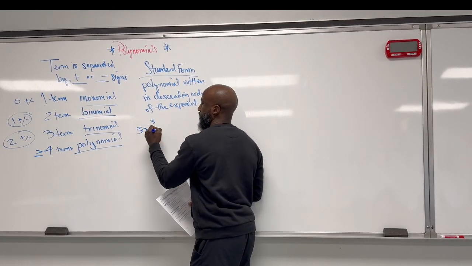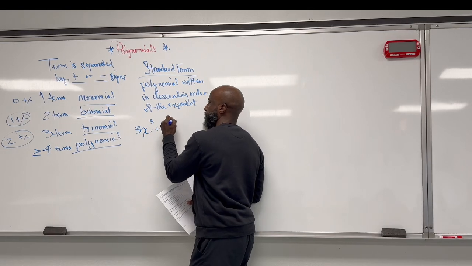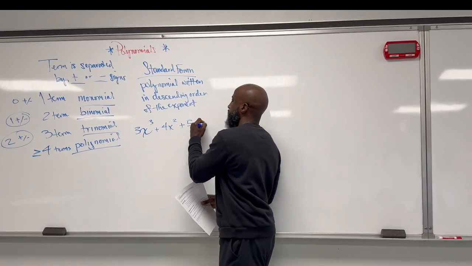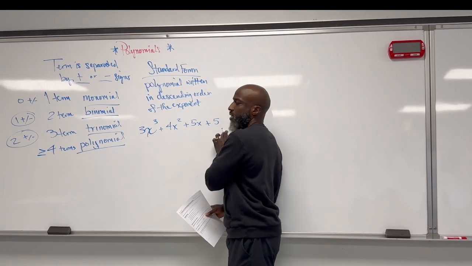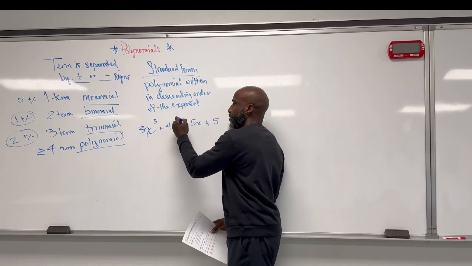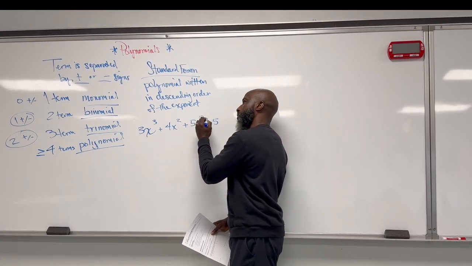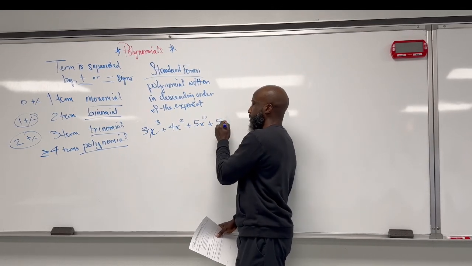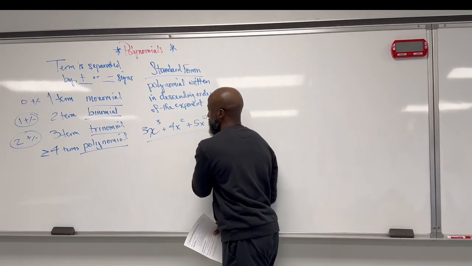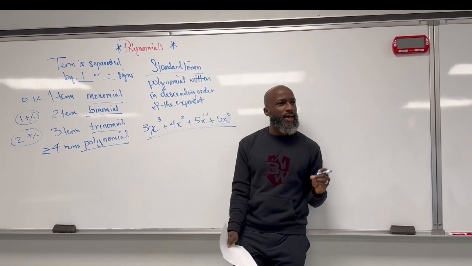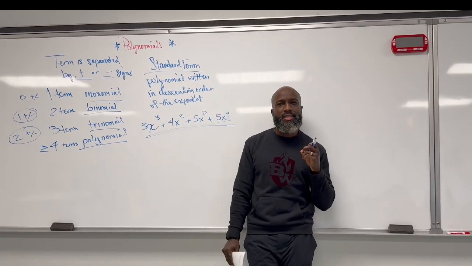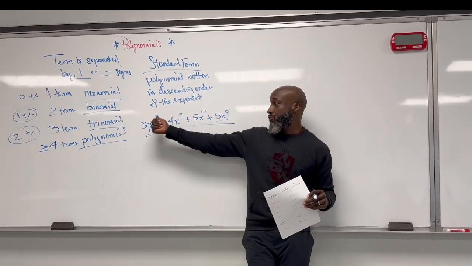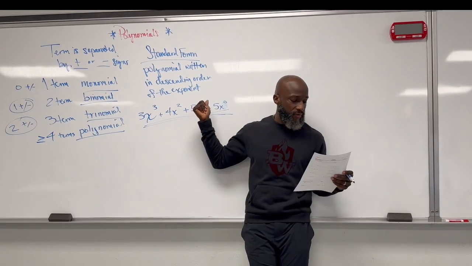If this was 3x to the third plus 4x squared plus 5x plus 5, this is standard form. 3, 2, 1 is always invisible, and then x to the 0 power is 1, so this is 3, 2, 1, 0. This is considered standard form. Whenever you have an expression and they say write it in standard form, this is what we're asking for. You got me, Kennedy?